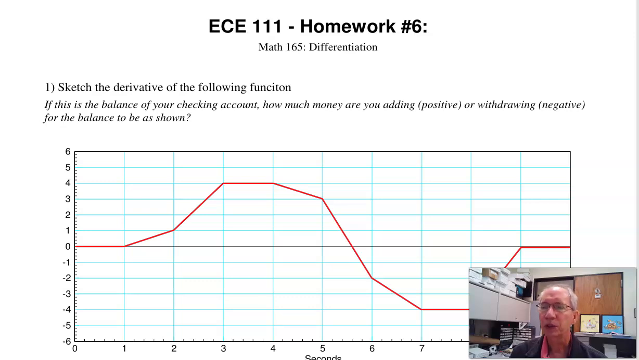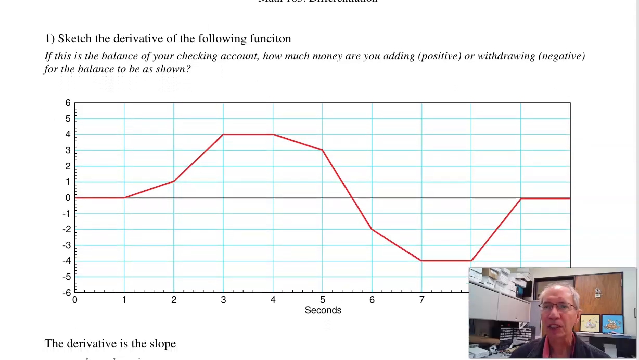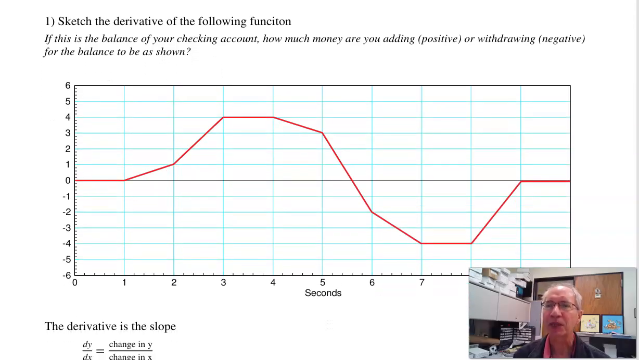Here are solutions to homework set number 6 for ECE 111, Introduction to ECE. This homework set looks at differentiation, a topic you cover in Math 165. Here, rather than finding the derivative by hand, we'll use Matlab to find derivatives using numerical methods. Now, the first problem isn't using Matlab, it's just sketched by hand.